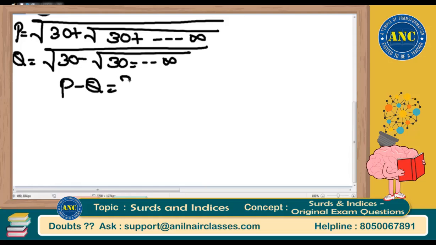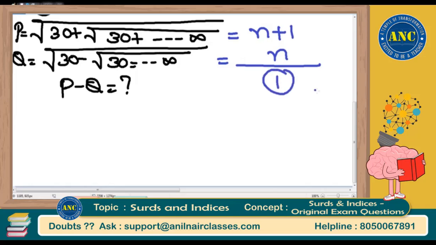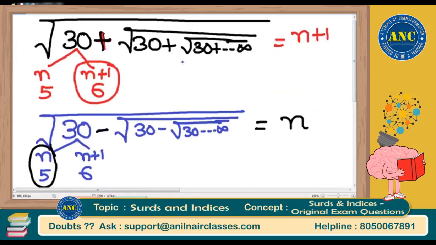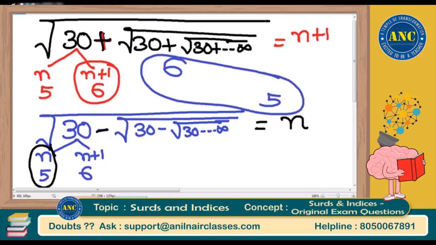Suppose this question is given in the examination, and my students know how to solve it fast. This is nothing but n plus 1, this is nothing but n, the difference of n plus 1 and n is 1. Over answer. Even if you take this answer as 6 and this answer as 5, the difference of 6 and 5 is 1. You don't need to solve it like this. You can directly tell n plus 1 and n difference is 1.